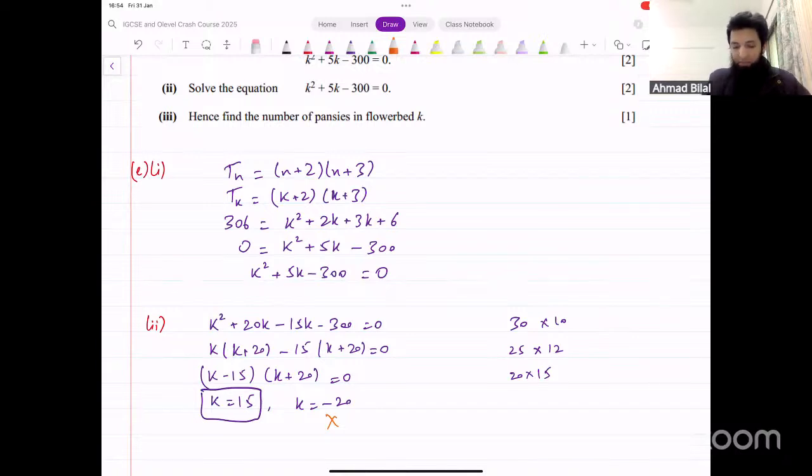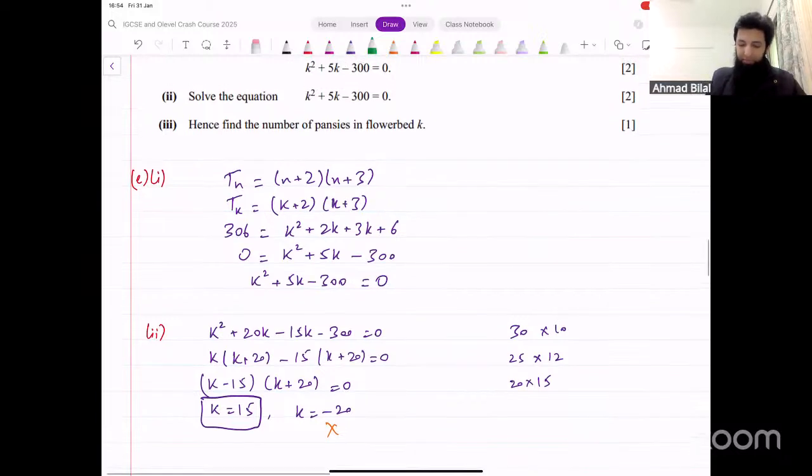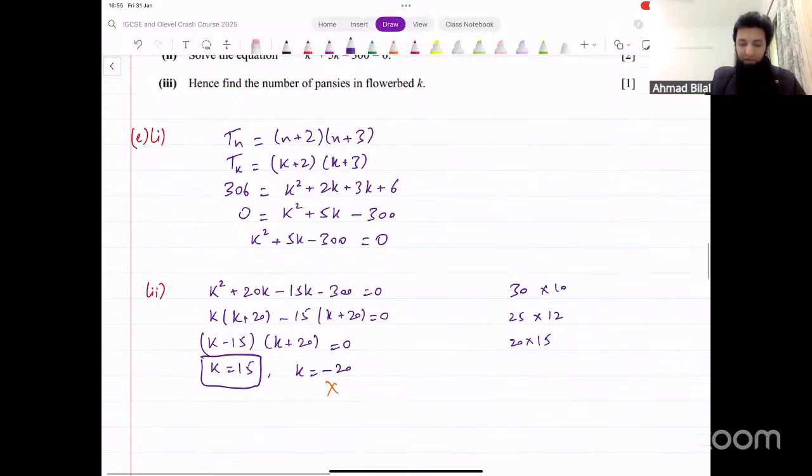Okay, that's a habit that you should make. Whenever you have multiple answers to a question, always check if all of them are possible or not by looking at the question statement and the context. In this context, having a negative value of k does not make sense. So we would only consider k equal to 15 here.